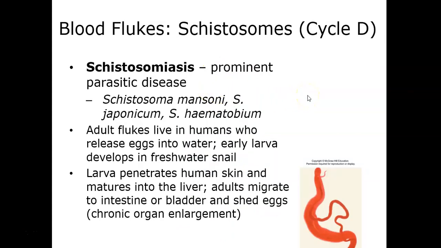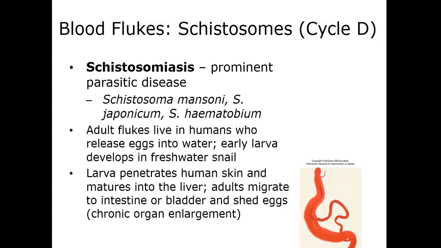First one we're going to talk about is the schistosomes, and the particular pathogen is known as Schistosoma, and it results in a disease known as schistosomiasis, which is a very prominent parasitic disease from a fluke. These flukes live in humans who will release the eggs into water. The larvae develop and are living within the intermediate host, which is a snail.